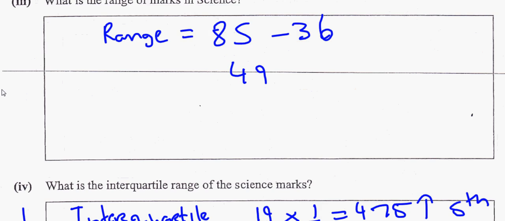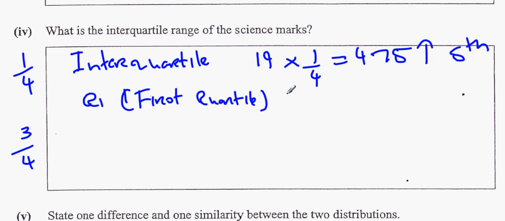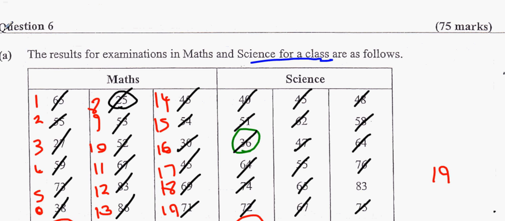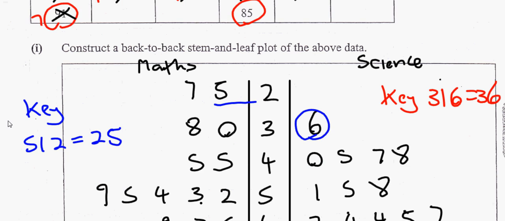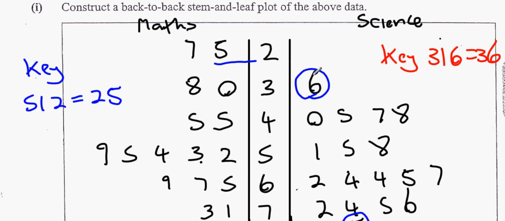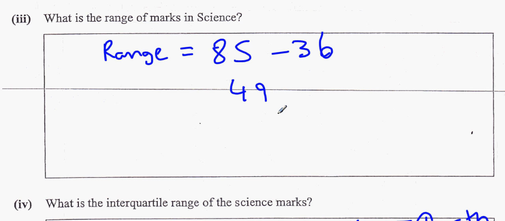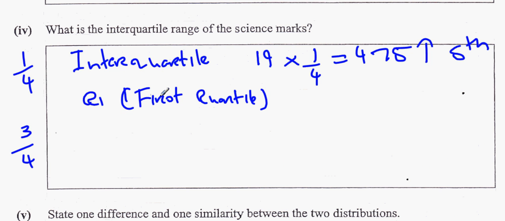The first quartile is 19 multiplied by a quarter, which is 4.75, which is the fifth person. This is for the science marks. So let's go to the science stem and leaf plot and go up 5 people. 1, 2, 3, 4, 5. It's 48. First quartile is 48. Now we've got to do the third quartile, Q3.